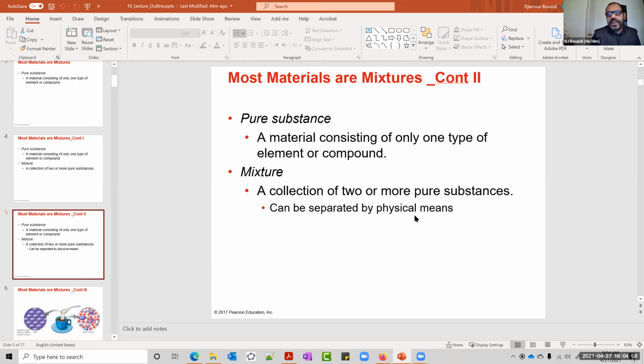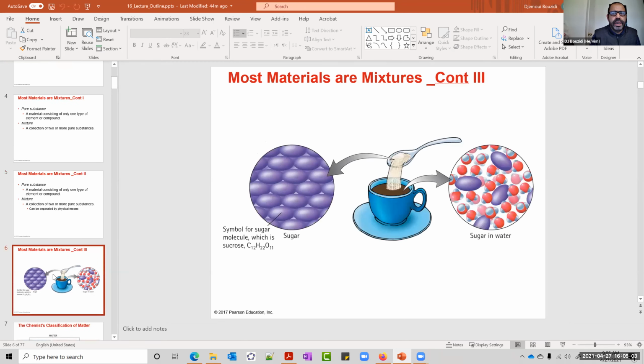Okay, and then can be separated by physical means. So that's basically what the whole point in here is. Case in point, for example, you have coffee, which is already a mixture of different stuff in it, water and other materials. And then you add sugar to it, in which case that also becomes a homogeneous mixture. How do we know that?